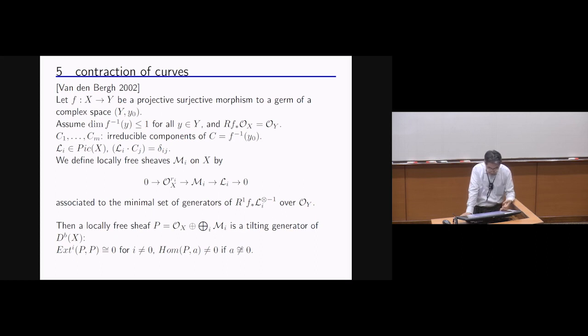This is a locally free sheaf which has no extension, except endomorphisms, and moreover, for a non-zero sheaf, you always get a nonzero Hom. So this is the definition of a tilting generator of the derived category.